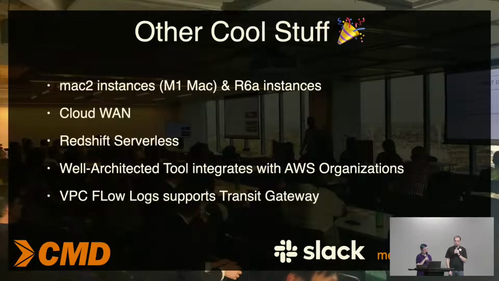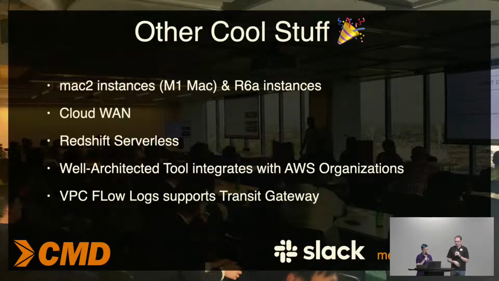Other cool stuff. Now that Apple has released M2 Macs, it's good that AWS now supports the M1s. I joke, but it is nice to see these finally released, as well as R6A instances, which are the AMD version of the R6 type, which is the memory optimized instances.